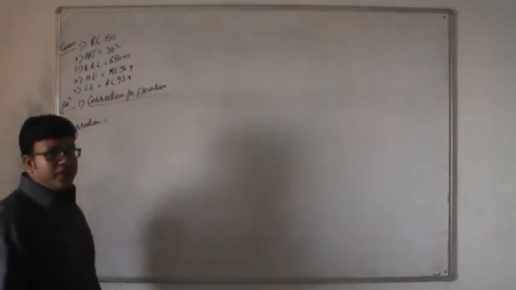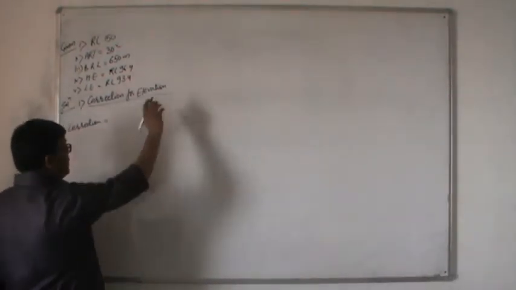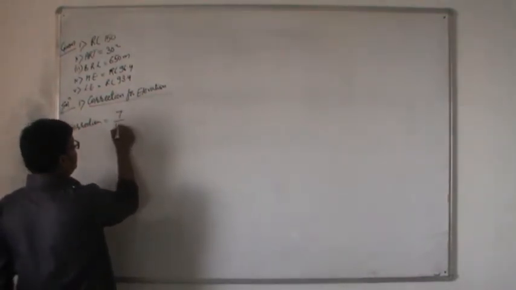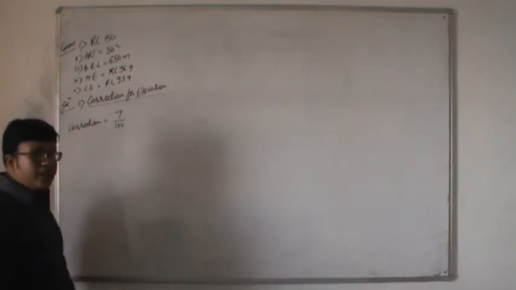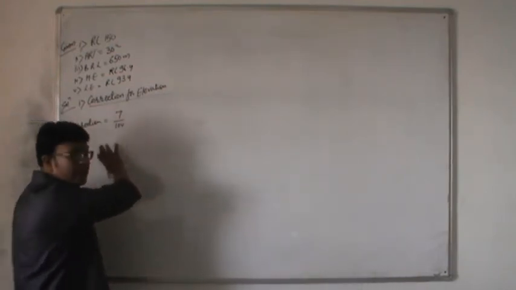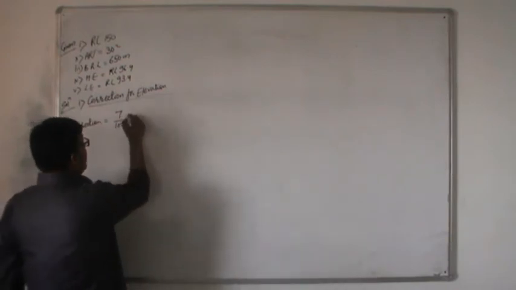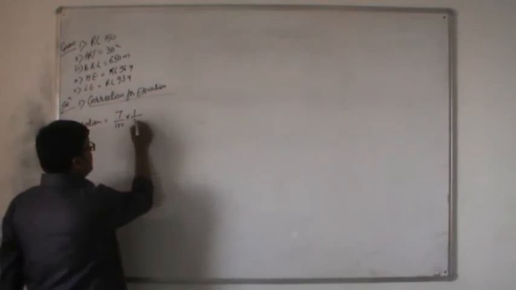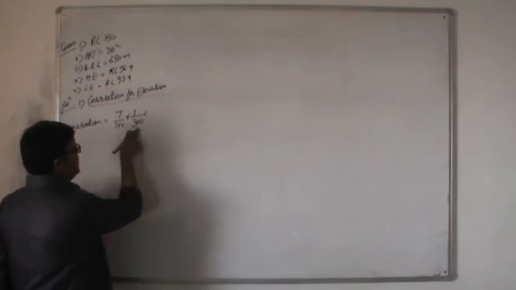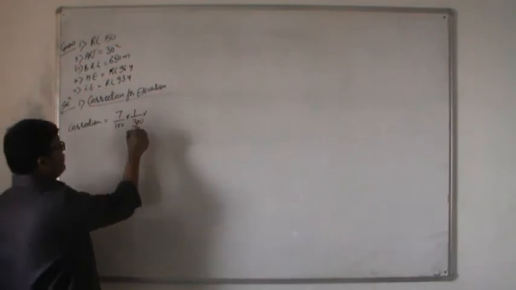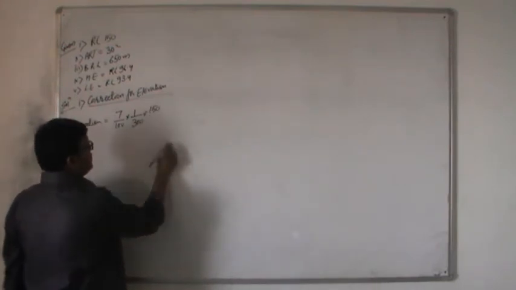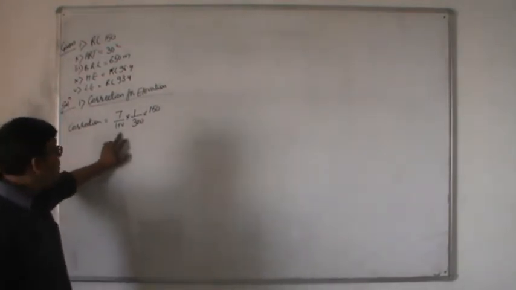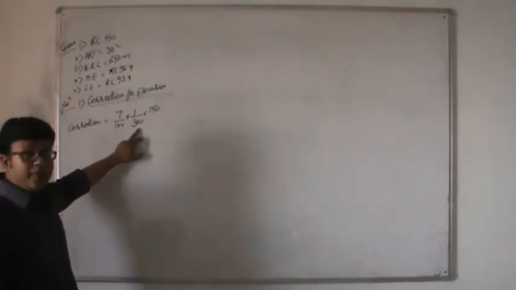What is the correction for elevation? We said that the runway length should increase at a rate of 7%, I am writing 7% as 7/100, for every 300 meter rise in elevation. For every 300 meter rise in elevation, what is the rise here? 150 meters. So it will be 150. What we are saying is that the runway length should increase at a rate of 7% for every 300 meter rise in elevation.